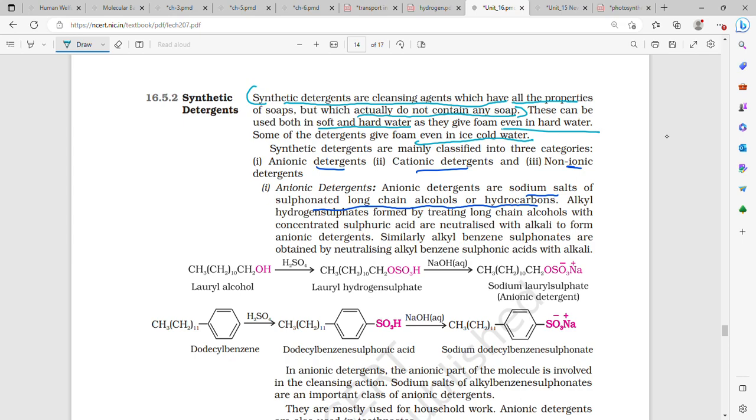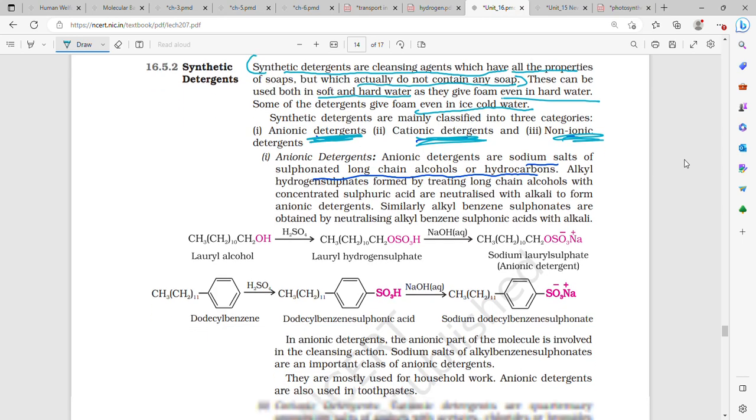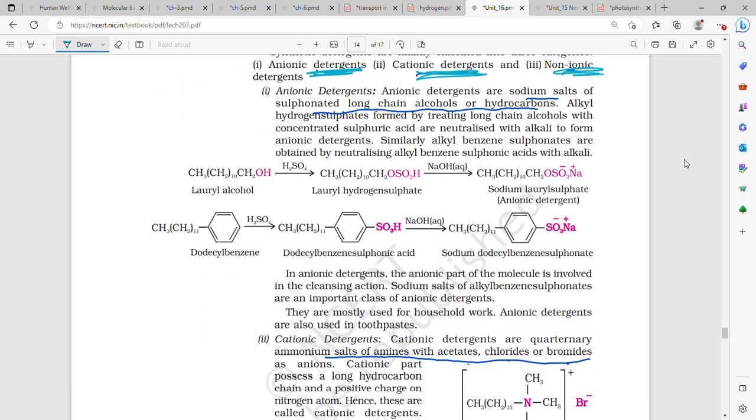Synthetic detergents are mainly classified into three categories. First is anionic detergent, second is cationic detergent, and third is non-ionic detergent. So firstly, anionic detergents. The name anion suggests negatively charged. So anionic detergents are sodium salts of sulfonated long chain alcohols or hydrocarbons.